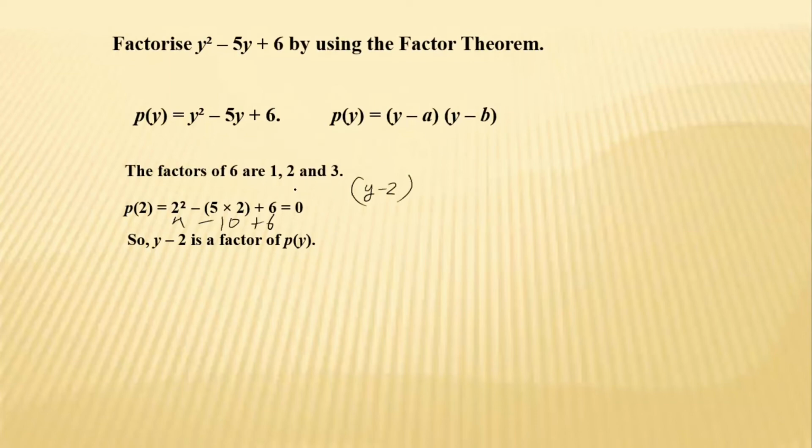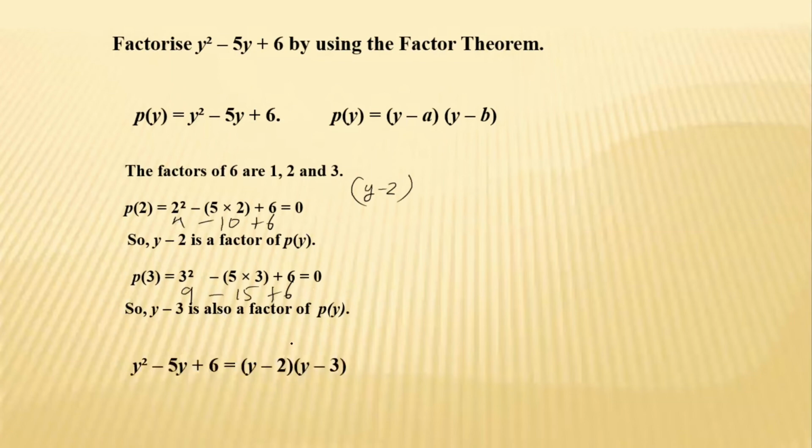Now let us take p of 3. So we substitute here, 3 square is 9, 5 multiplied by 3 is 15, and plus 6. 9 plus 6 is 15, and 15 minus 15 is 0. So y minus 3 is also the factor of p of y. So what do we understand then? Since it is a quadratic polynomial, the polynomial of degree 2, it will have 2 zeros only. So this is how the factors are: y minus 2 multiplied by y minus 3.